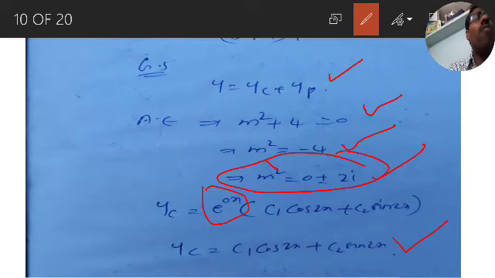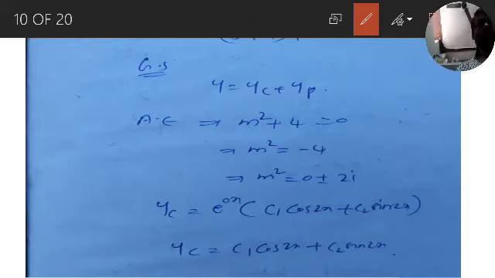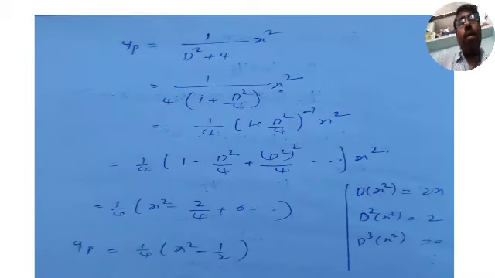Now, let us find yp by using method 3. Now, what is yp? yp is 1 by (D square plus 4) of x square.